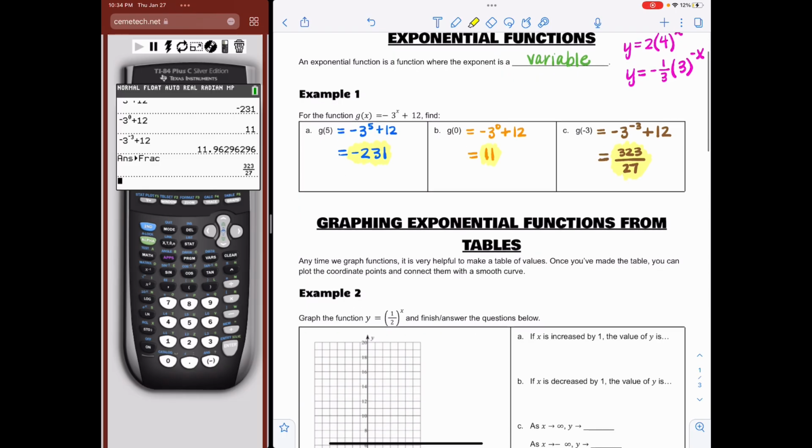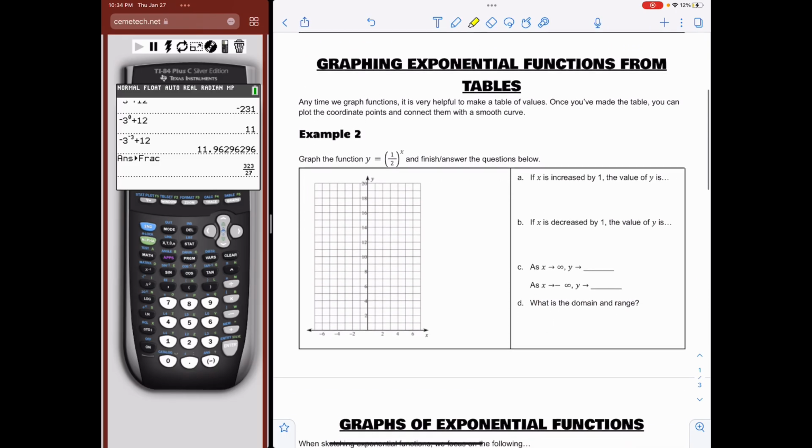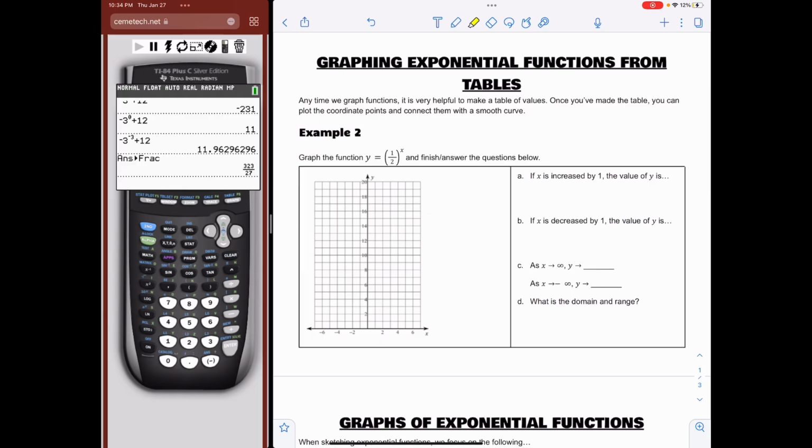So now let's talk about graphing exponential functions from tables. So anytime you want to graph a function, it is very helpful if you make a table of values. And once you've made the table, you just plot the points and connect them with a smooth curve. So we have y is equal to 1/2 to the power of x. So here I'm going to create a table of values, x and y. And anytime you want to graph a function, you always need to find numbers that are on the opposite sides of 0. So negative 3, negative 2, negative 1, 0, 1, 2, and 3.